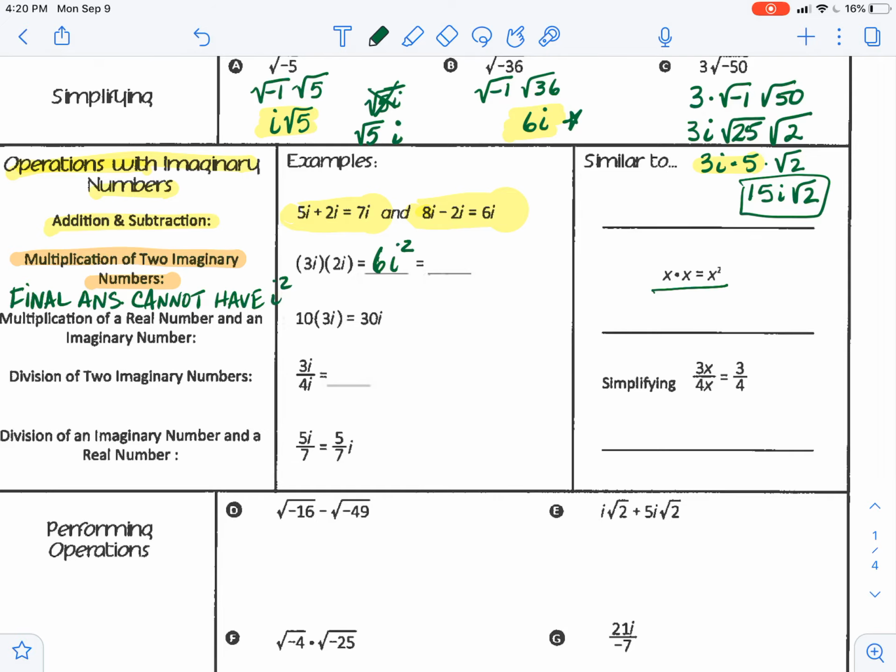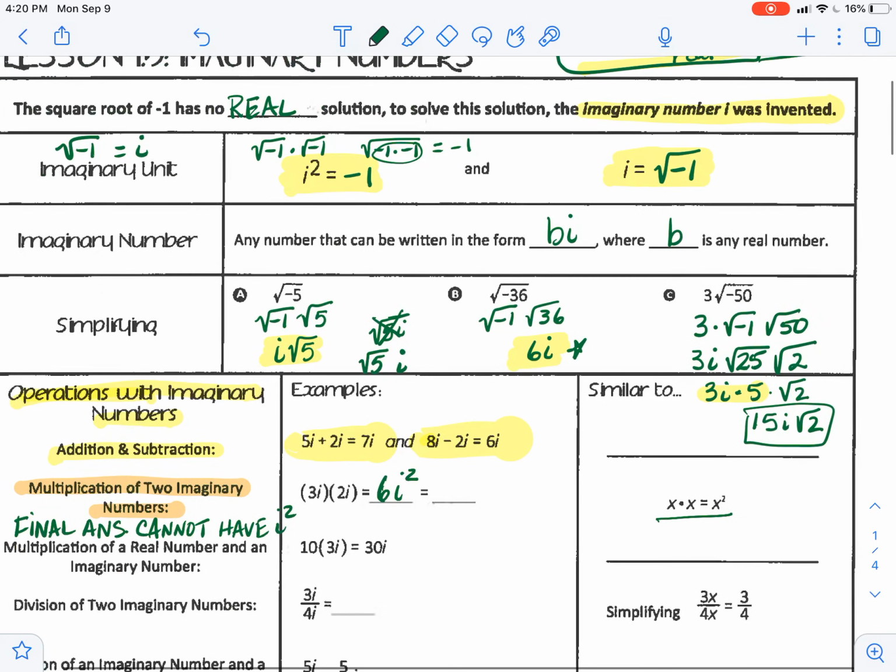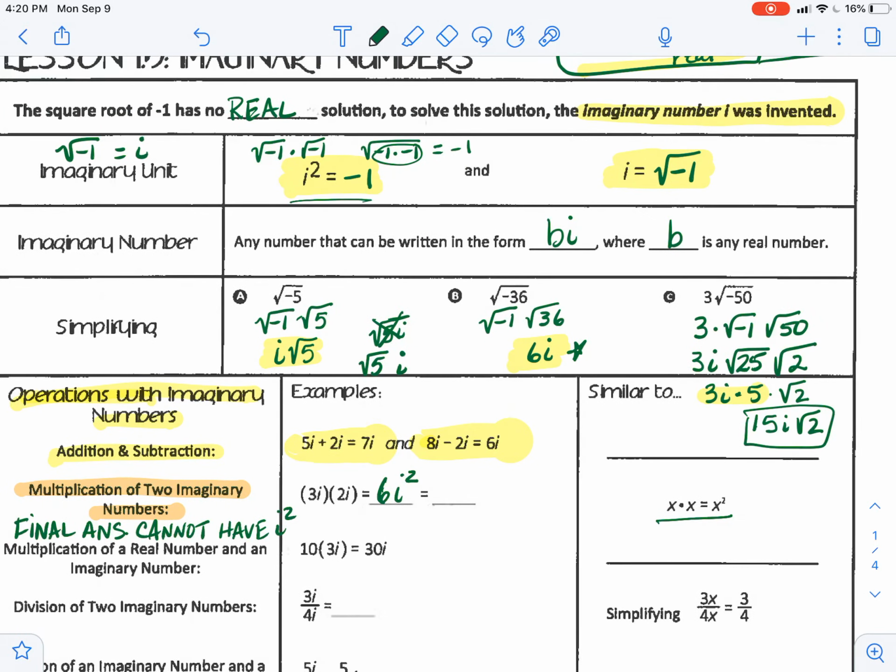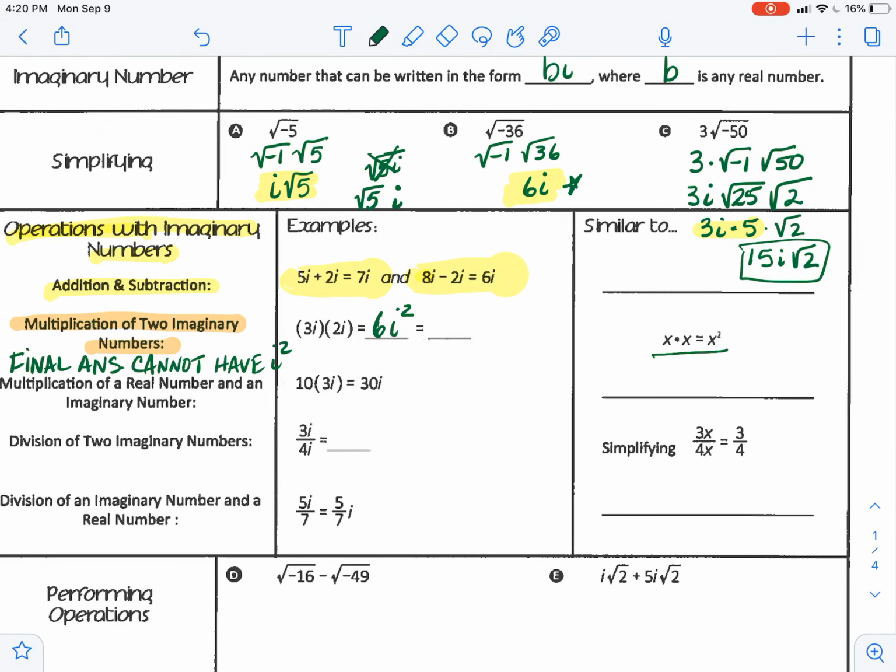So I'm going to go back up and let's see what is I squared. So I squared is a -1. So when you see an I squared, here's what we're going to do. We're going to substitute in a -1, and this is actually a -6. Okay, did you see what I did? So when you get an I squared, automatically you have to memorize this, that I squared equals a -1. Okay? So we'll do a few more of those in just a minute.